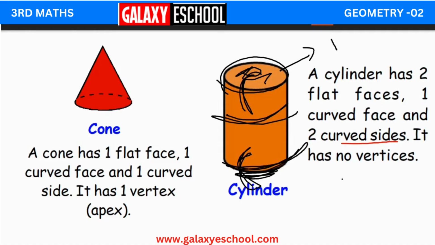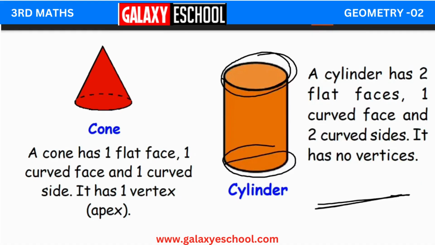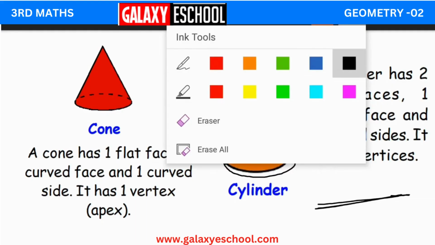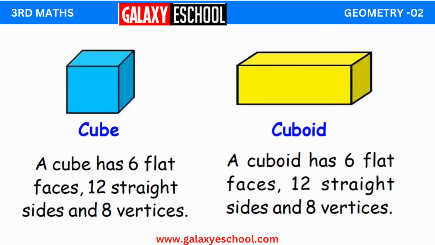How many sides is our cylinder having? It is having two sides, and these sides are curved. See, it is a curve, it is not a straight line. Yes, both the two sides that our cylinder has are curved. So our cylinder has two curved sides. What is a side? Side is where two faces meet. Now coming to vertices, it has no vertex.